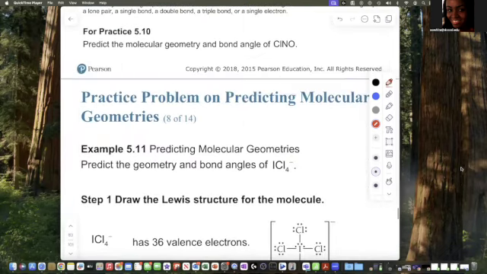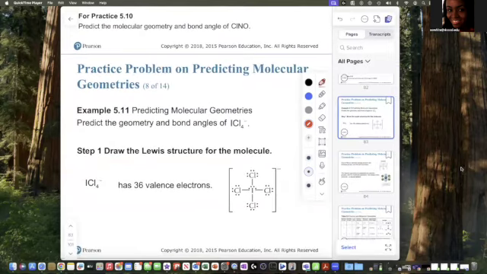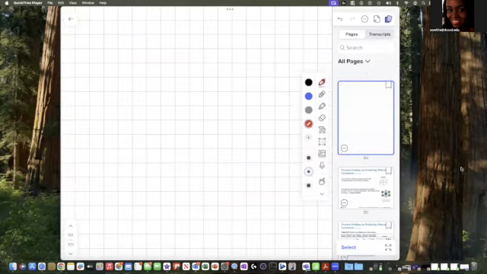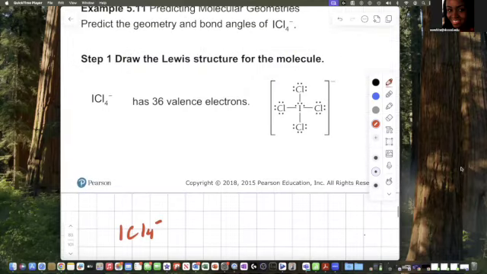Okay, so next one I want to work on is this one here. Even though we have the answer provided, I want to go ahead and work this out. Let me see if I can get a piece of paper here, add a page. So we are working on ICl4, right? Is it minus or is it plus?